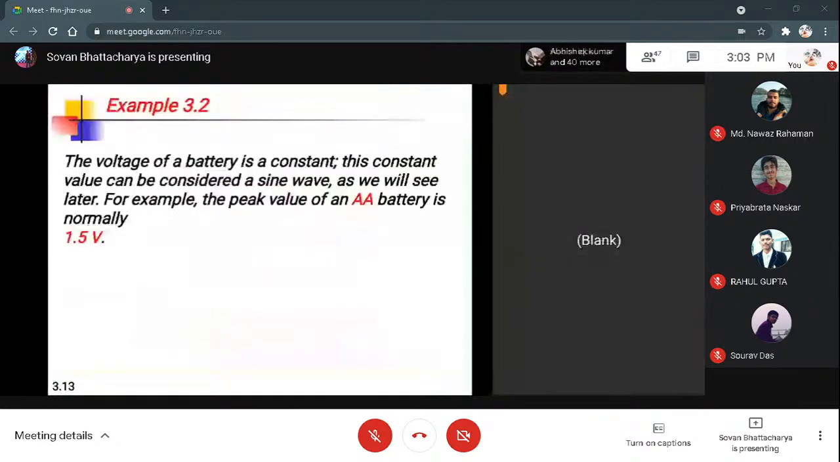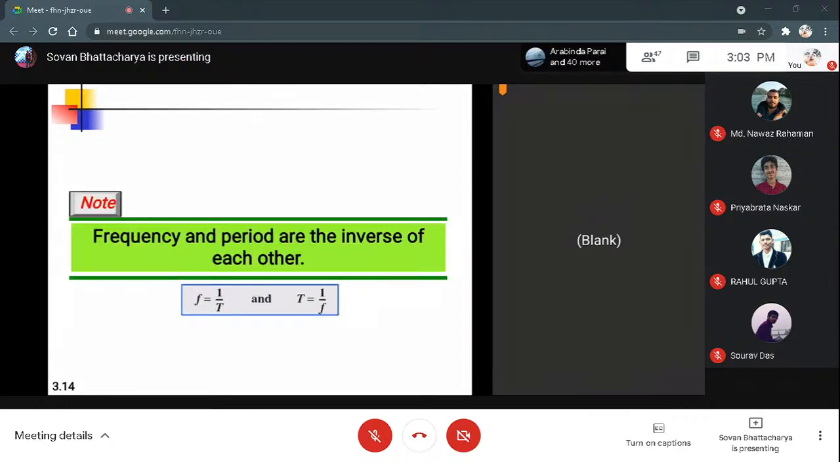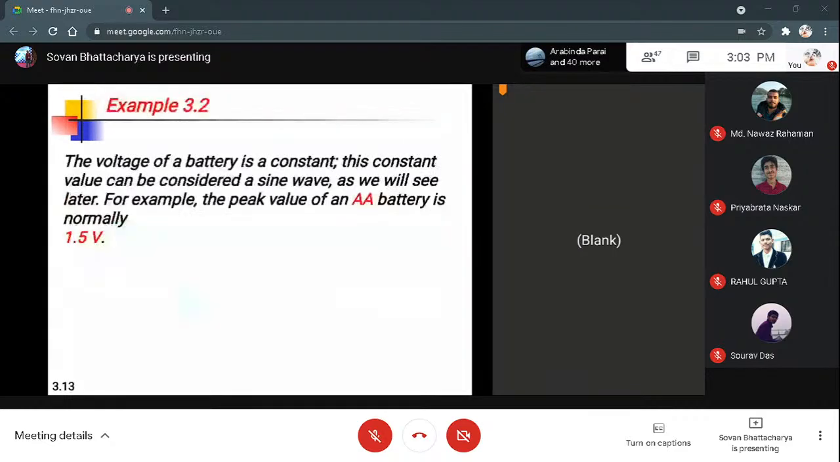Now, the second example: the voltage of a battery, with a constant value, can be considered a sine wave, as we will see later. For example, the peak value of an AA battery is normally 1.5 volts. So this is an example.